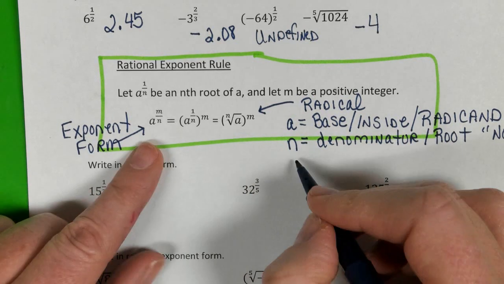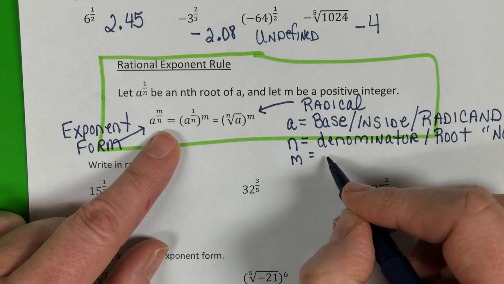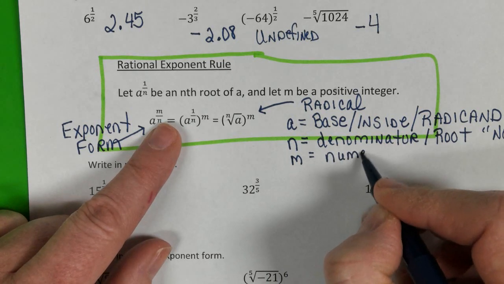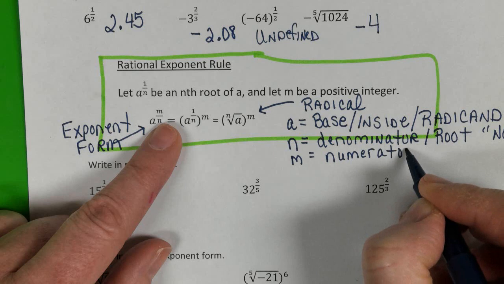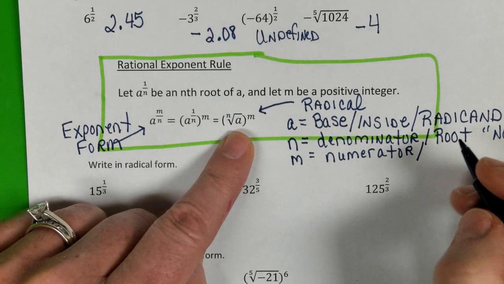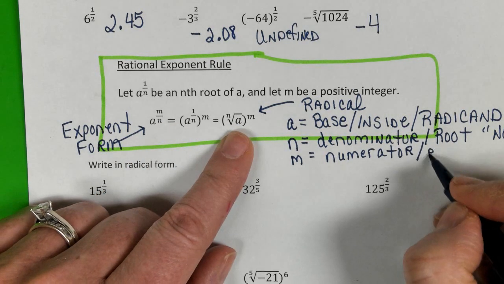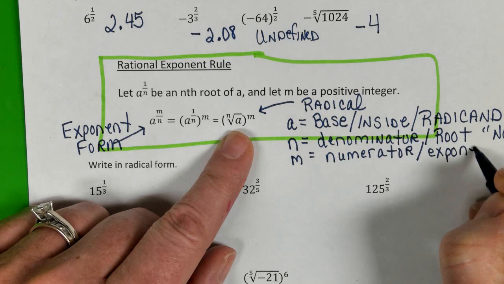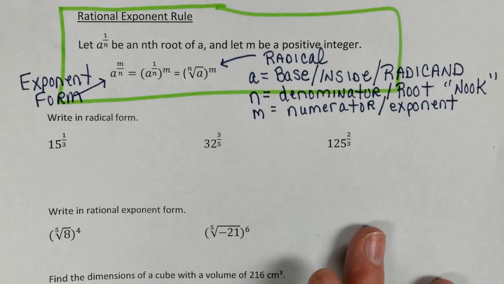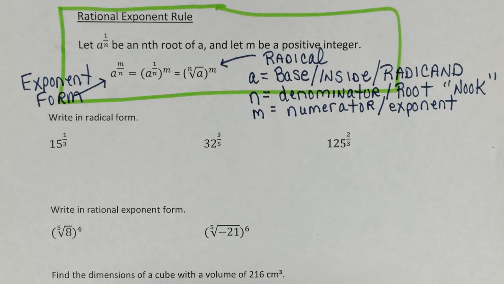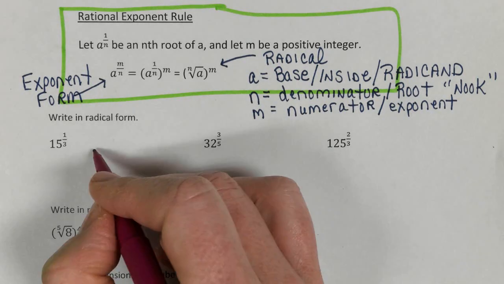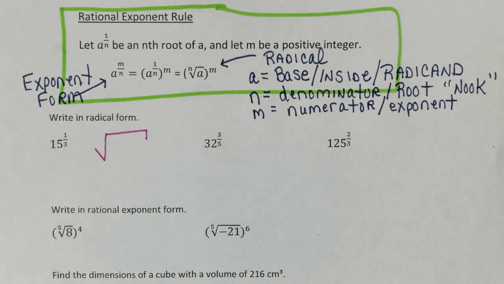Okay? And then we have our m. It is the numerator in our exponent. And then in radical form, it is the exponent. Okay? So make sure we have that written down. So the first thing we're going to do is we're going to take our expressions from exponent form to radical form.